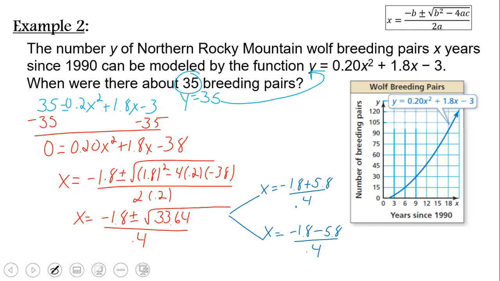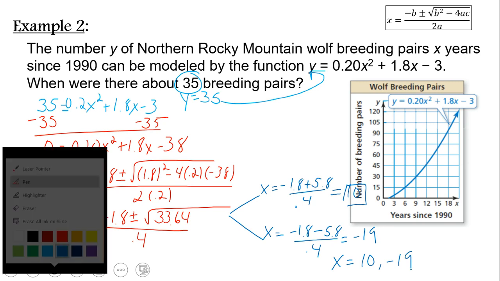Let's do that math out. Negative 1.8 plus 5.8 divided by 0.4 gets me an answer of 10. So I get an x value equal to 10. I'm going to rewrite that over there. And then negative 1.8 minus 5.8 divided by 0.4 is negative 19. So I have x values equal to 10 and negative 19.